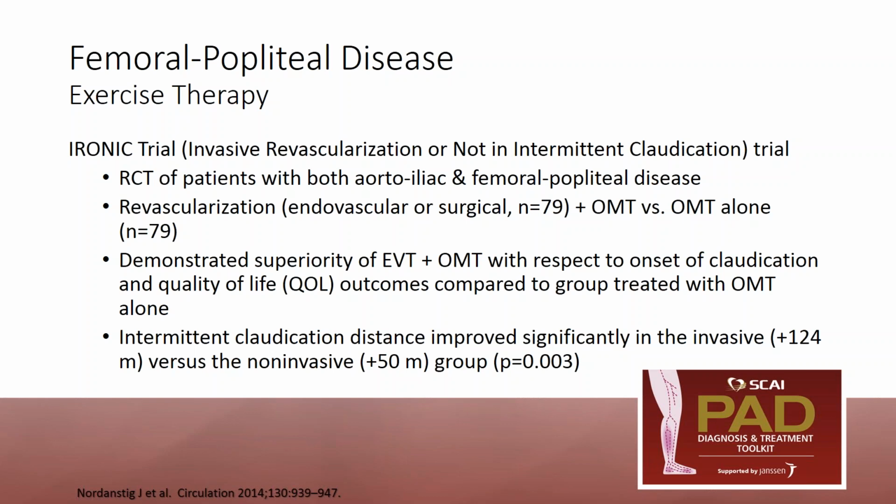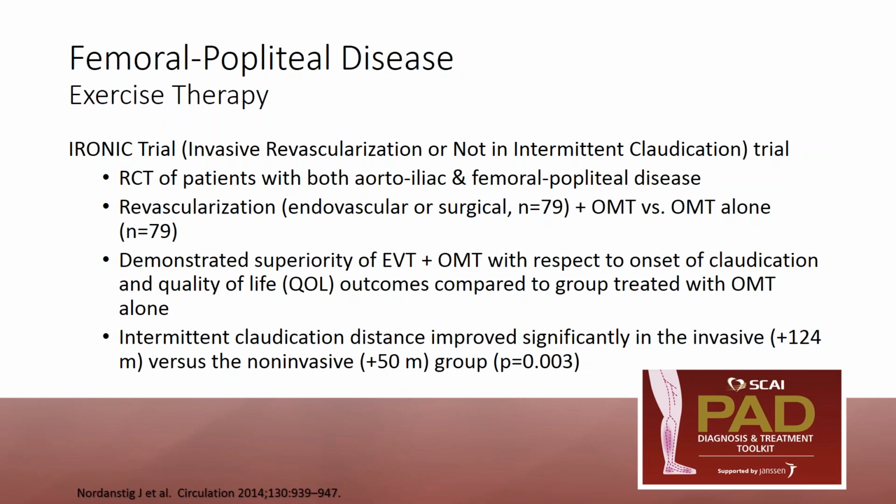So let's talk a little bit about femoral popliteal disease and exercise therapy, specifically for this disease segment. We have here data from the IRONIC trial, an RCT of, again, both aortoiliac and femoral popliteal disease. They got revascularization, about 79 patients, plus optimal medical therapy versus optimal medical therapy alone. So this is very similar, but instead of using exercise as in the previous trial, here we're using optimal medical therapy alone. The IRONIC trial demonstrates that endovascular therapy plus optimal medical therapy does better than medical therapy alone with respect to onset of claudication and quality of life.